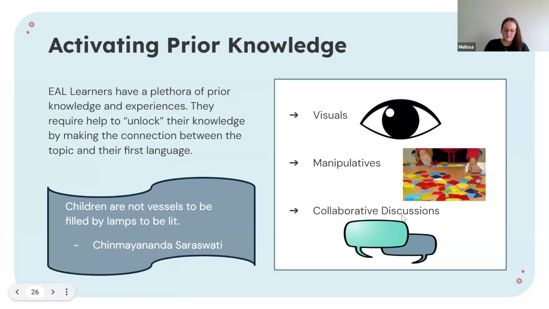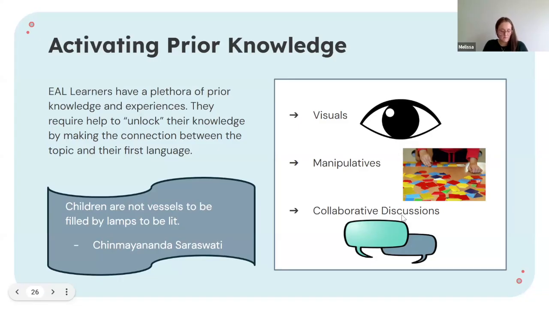It's important that we activate students' prior knowledge. Activating prior knowledge enables language learners to connect new learning to prior knowledge and experiences. This helps ELLs to learn the language they need to express their understanding and experiences they have in their first language. Many ELLs arrive at school with a plethora of prior knowledge and experiences that just need to be unlocked by making connections between the topic and their knowledge in their first language.